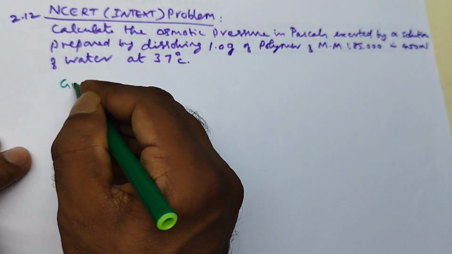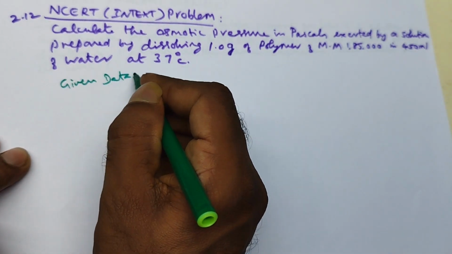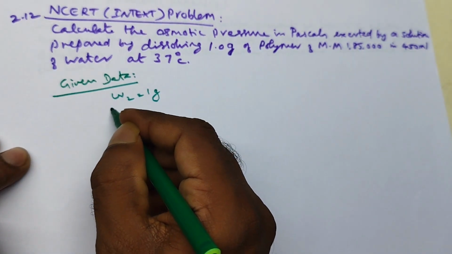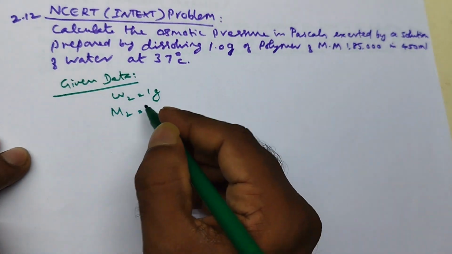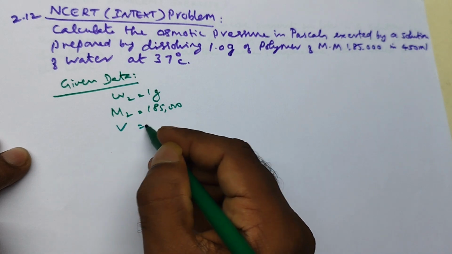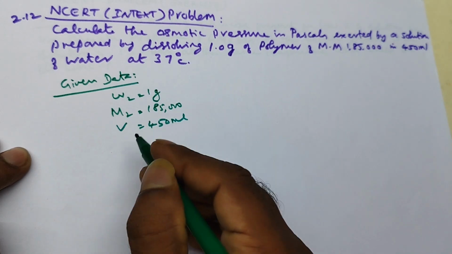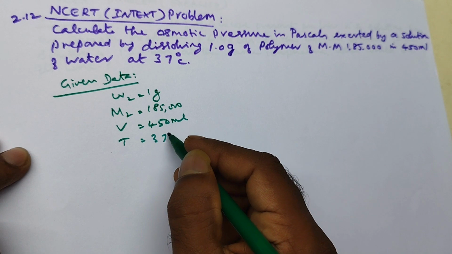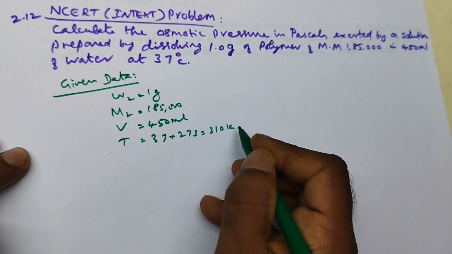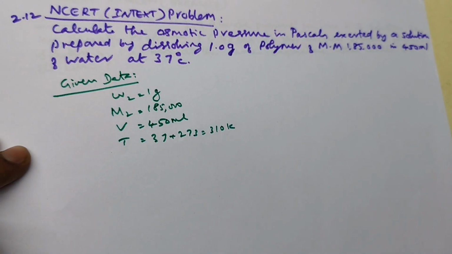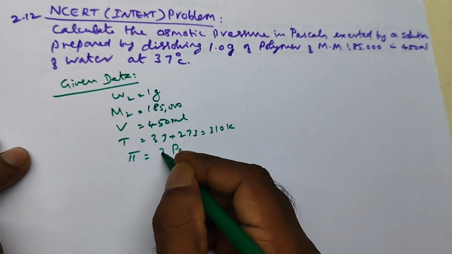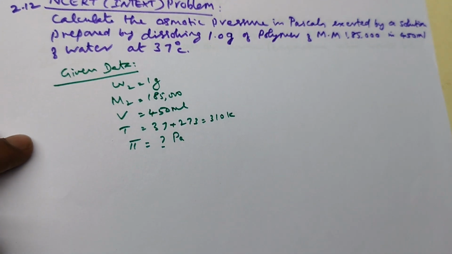First, what is the given data? You have to write the given data first. W2 is given as 1 gram. M2 is also given. Molecular mass is 1,85,000. Then volume is also given as 450 ml. And temperature is given as 37 centigrade. You have to convert it to Kelvin scale. That is 310 Kelvin. That's all the information given. The question is, osmotic pressure in pascals they are asking. So this is the given data.